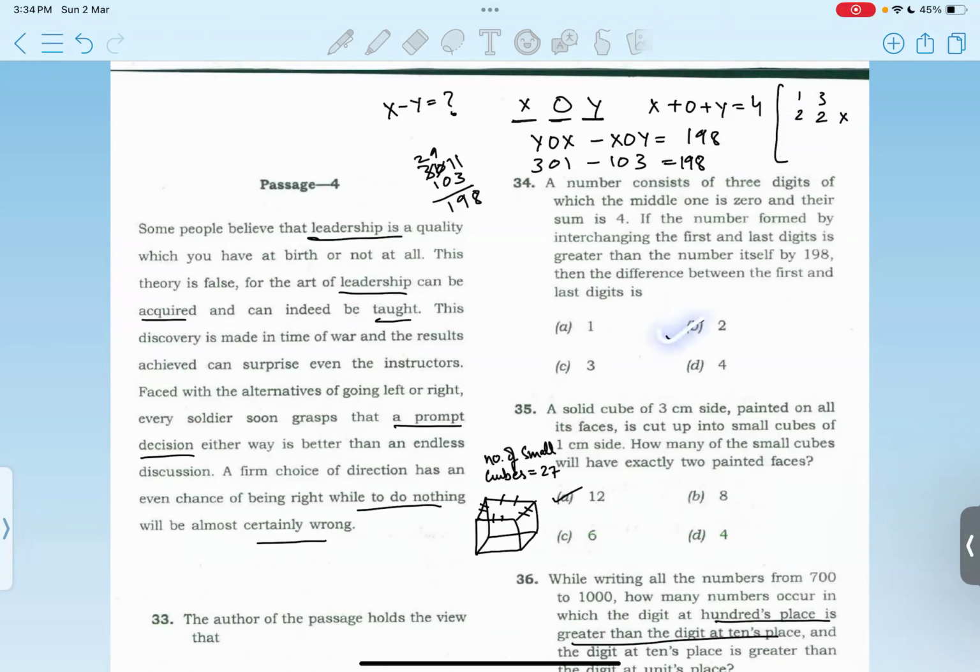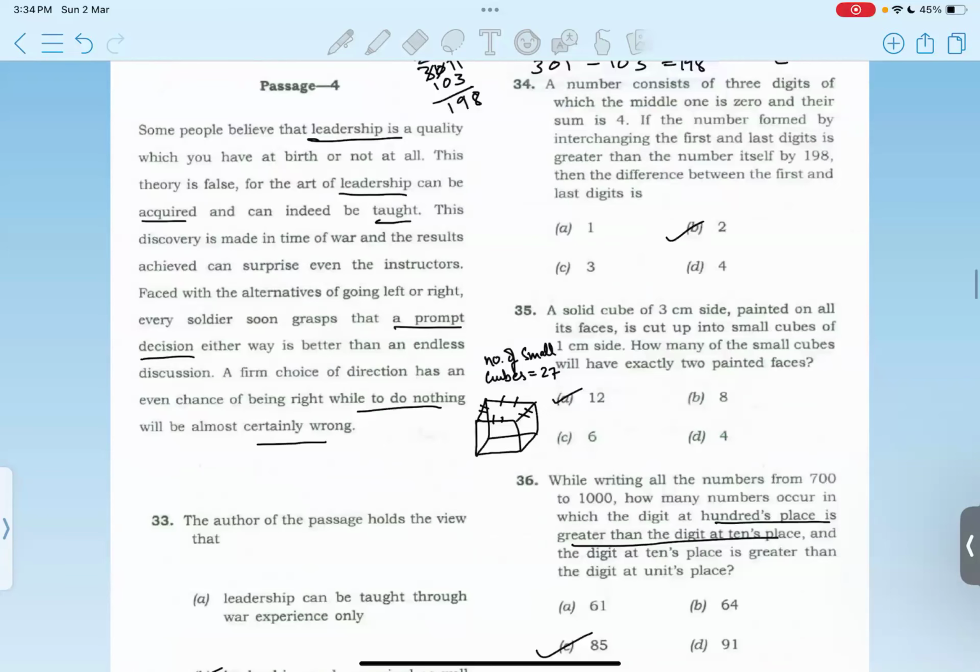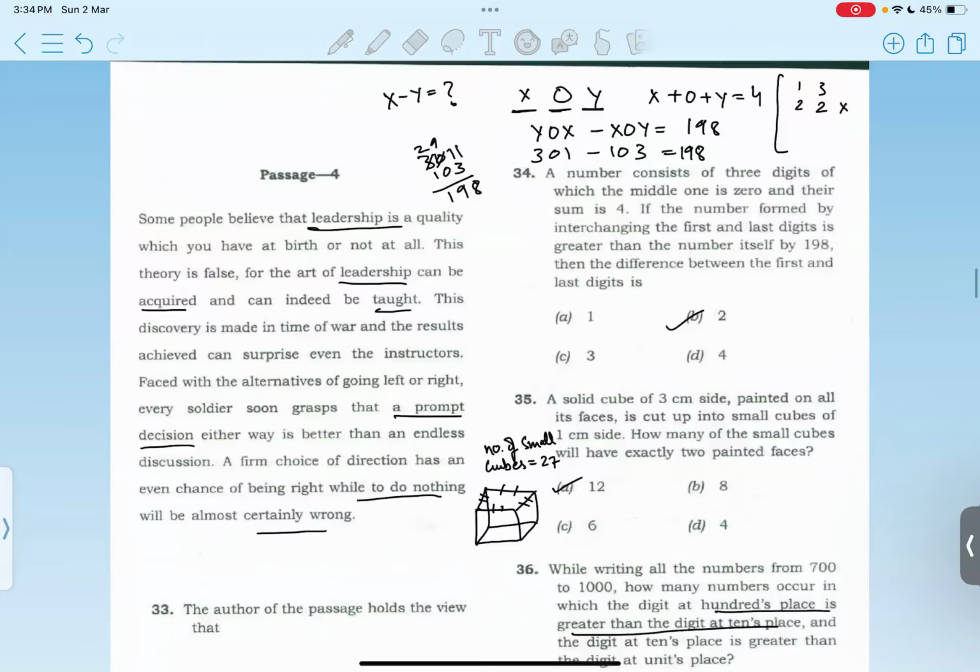34 option B है. Now 1 and 3 के लिए, when you place the values here in the code, so 103 का reverse would be 301, difference would be 198. So both the conditions are fulfilled, and difference between 1 3 would be 2.